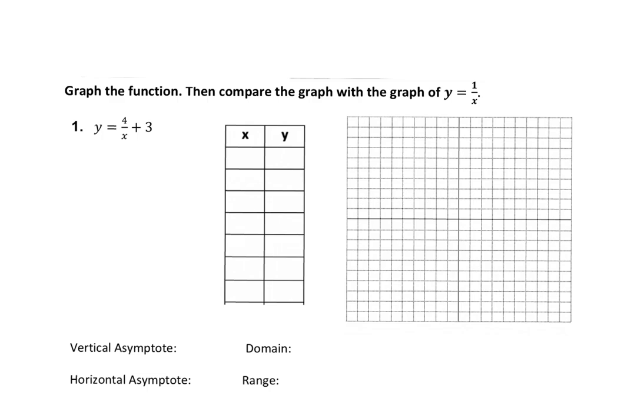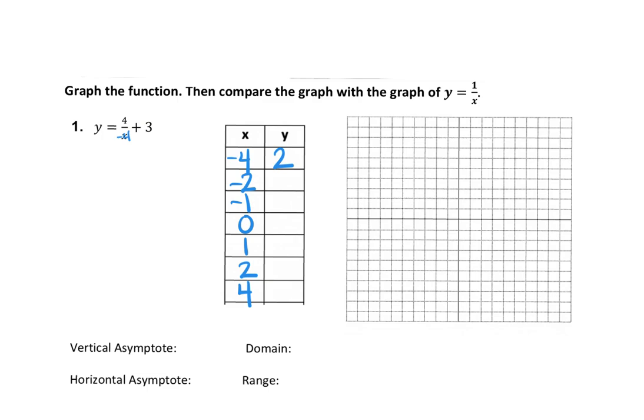All right, for number 1, graph the function and compare the graph to the graph of y is equal to 1 divided by x. And the 1 divided by x, remember, is our parent function. First of all, we're going to make a table: -4, -2, -1, 0, 1, 2, and then 4. To save some time, I'm going to be plugging these in. For example, I would take the -4 and say 4 divided by -4 is equal to -1 plus 3, which is equal to 2.